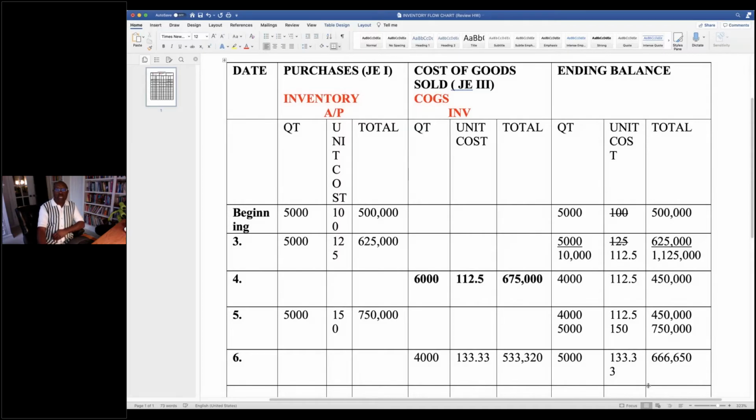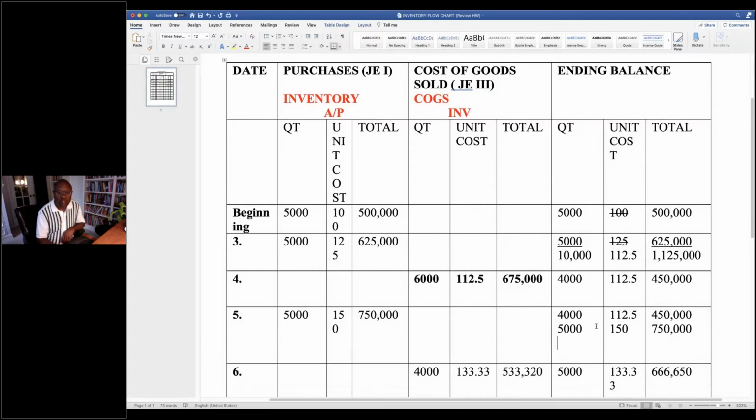Okay, we're going to calculate a new weighted average. So we come here and we add these numbers together and we get what? 9,000, right? Then we add these two numbers together, and how much do we get? 1,200,000.